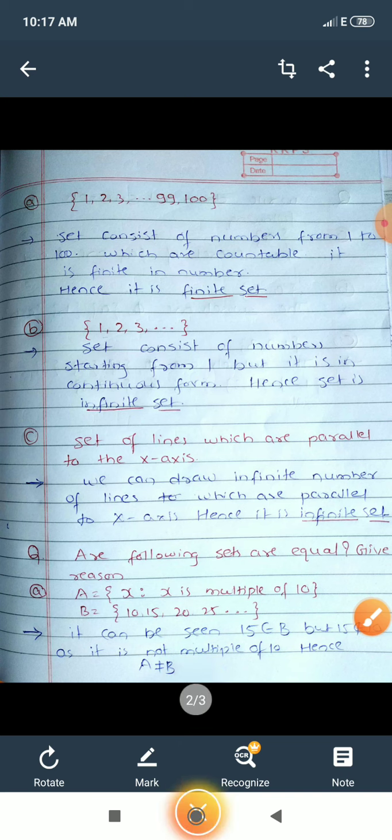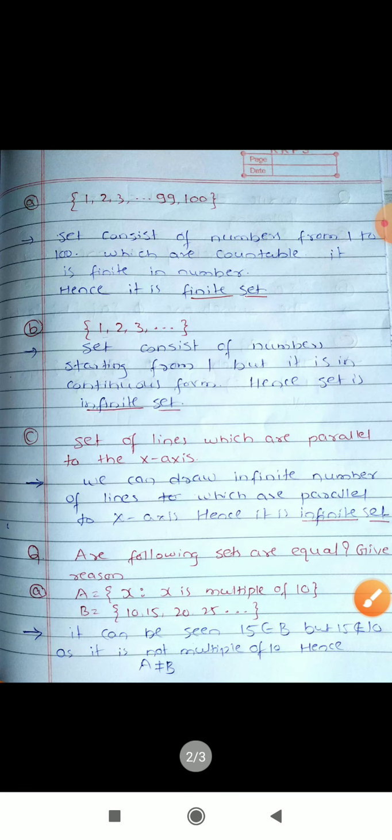Very good. As it is not a multiple of 10, hence we say that A is not equal to B. The condition is violated here, as A is the set of all those x which are multiples of 10 and set B consists of 10, 15, 20, 25. So 15 does not belong to set A, hence A is not equal to B. Moving on to the next, students.